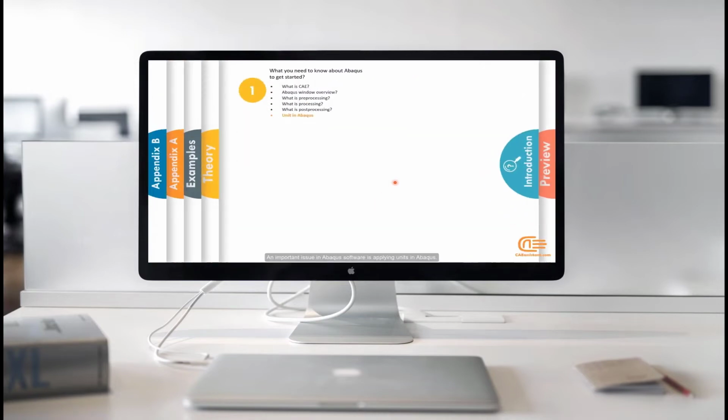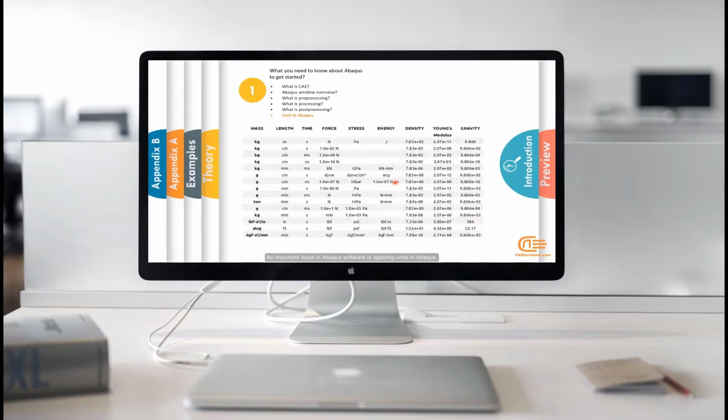An important issue in Abaqus software is applying units in Abaqus. Units are not specified in Abaqus and you must comply with the compatibility of the units. By specifying the unit of three quantities like mass, length, and time, the unit of the other quantities is determined based on their physical relation.